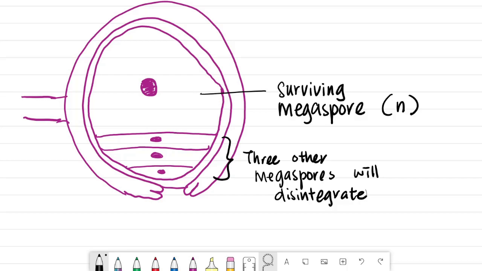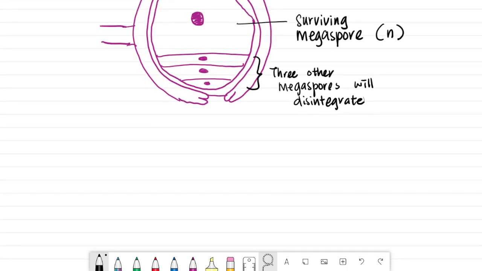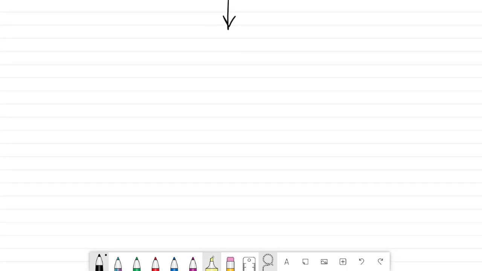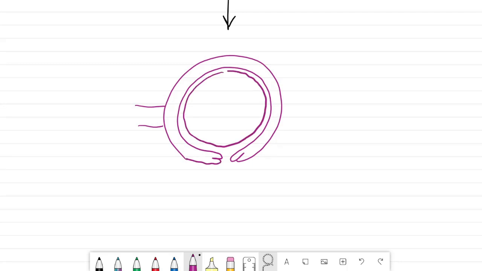Okay, disintegrate meaning that they'll just naturally die. Okay, so after this step, the other three will die, and your ovule will once again look like this. I'm just going to draw the ovule very simple. It's not going to be very pretty, and your drawing doesn't have to be pretty either, but make sure that it has the right labels.